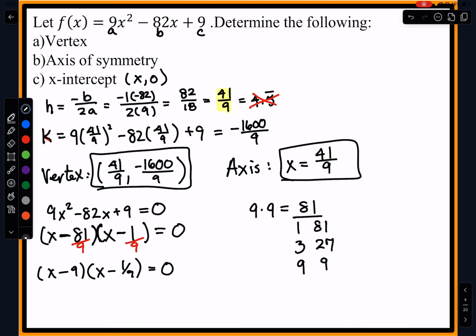So that means that I'm going to cross the x-axis at the following locations: at positive 9 and at positive 1 over 9. So these are going to be our x-intercepts.